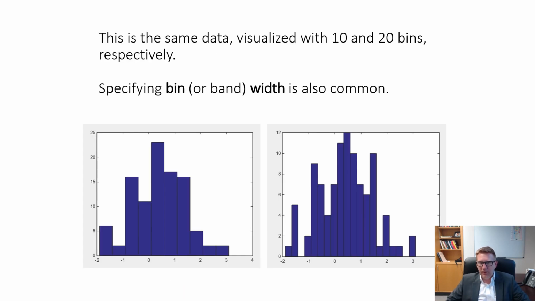This is the same data visualized with 10 and 20 bins respectively. We've taken a look at that already in some other cases here. So specifying the bin width of the histogram can really change the overall appearance and add a lot of value up to a point. If we made this 2,000 bins, then the bins would be too small to be very useful. There are ways of making good guesses about where that sweet spot should be, but usually you can just trial and error your way into a reasonable representation.